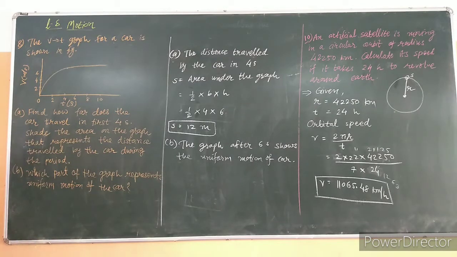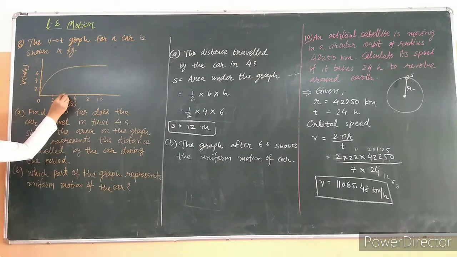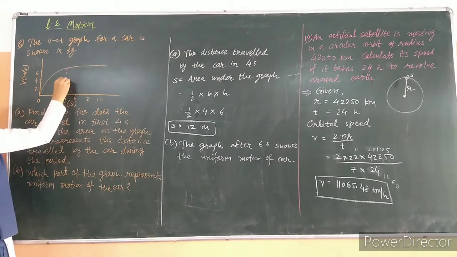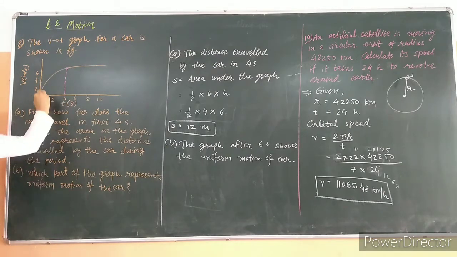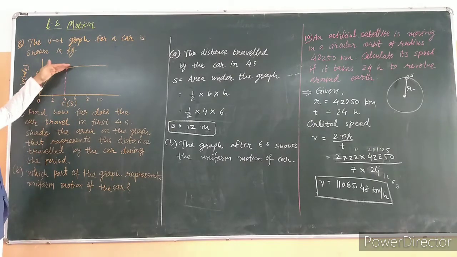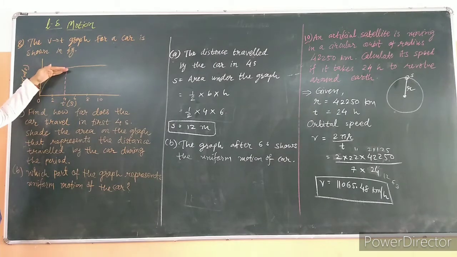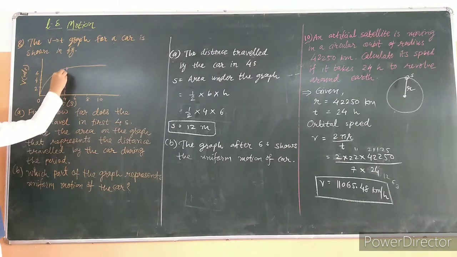So if we need to shade the distance, during the first 4 seconds the velocity becomes here. It increases and the graph reaches here. So the area under this graph up to 4 seconds only, the area under this much of the graph only, gives the distance traveled. So we can shade this area.